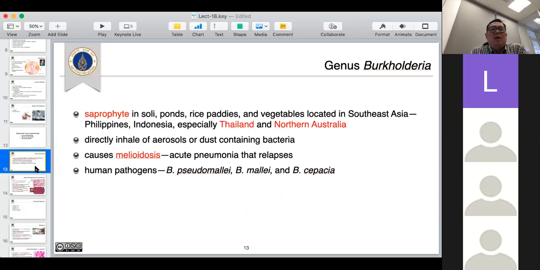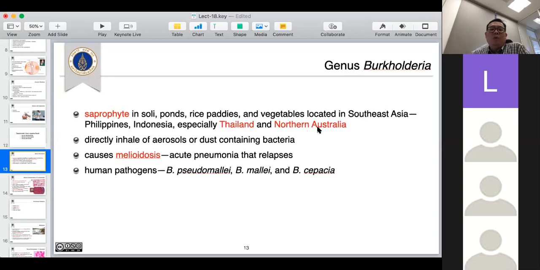Let's start from Burkholderia. Burkholderia is a saprophyte itself. Saprophytes means they grow on dead plants, dead animals in soil, in ponds, in rice paddies, in the area that grows vegetables or plants, particularly in Southeast Asia. It's very important, particularly in Thailand and North Australia. I think more than 90% of cases in the world come from Thailand. This is important.